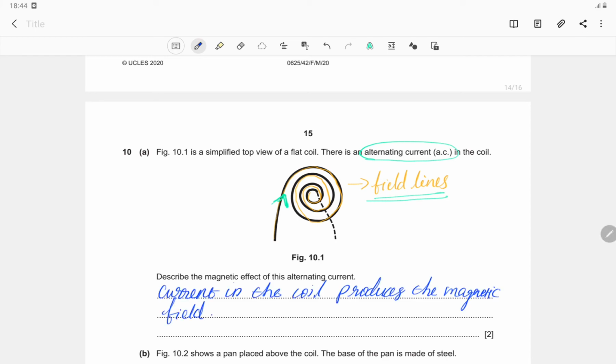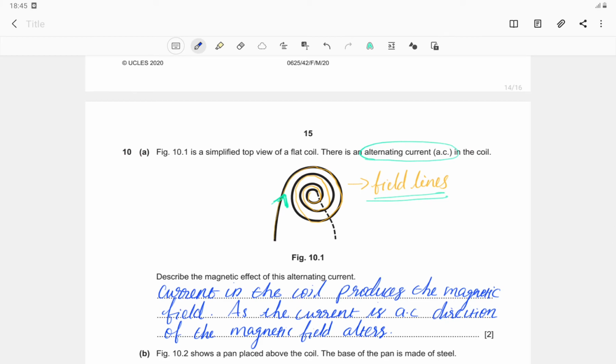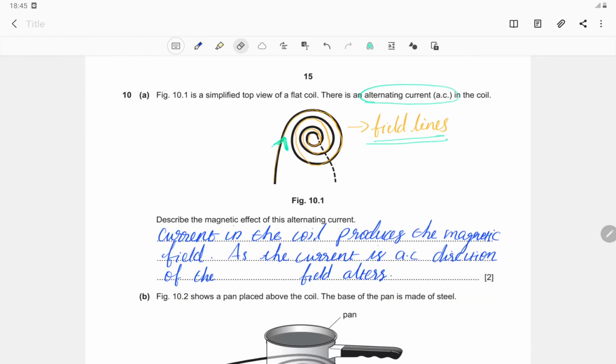So you can write the first point, current in the coil produces the magnetic field. And the last point you can write down, as the current is AC, the direction of the magnetic field alters, or the direction of the magnetic field lines alters. These are the 2 points you need to write down in order to score 2 marks. Let's go to the next part.